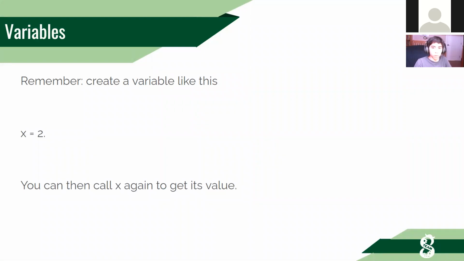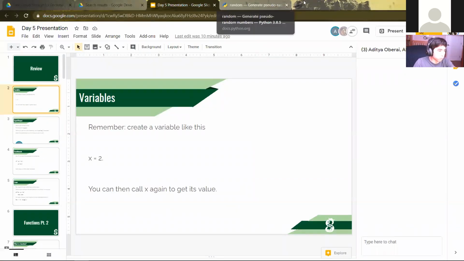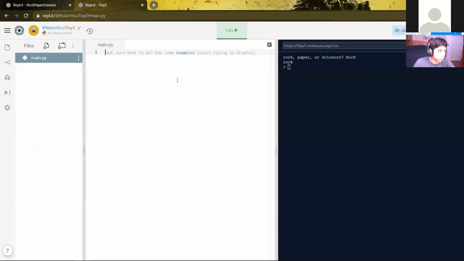Okay, cool. So first things first, variables. Remember, you create a variable like this, x equals 2. And then you can call x again to get its value. So x equals 2. And let me go to my REPL here. It doesn't have to be 2, it can be 3, it can be true. It can be a word, it can be a Boolean, and if it's a Boolean, it's going to be true or false.